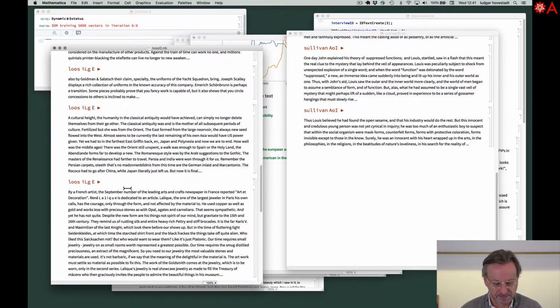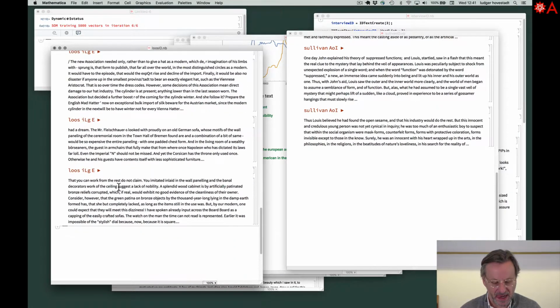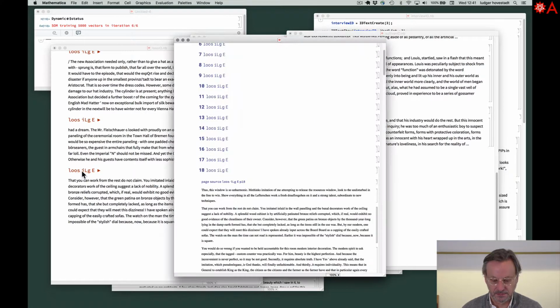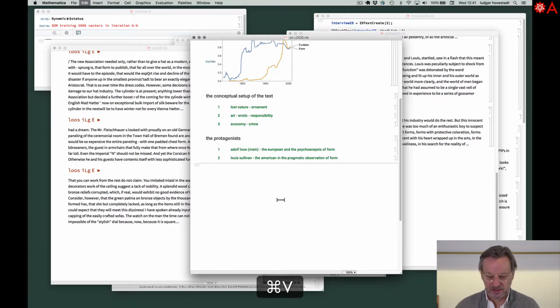So, for example, here, this is a typical Loos thing: "Splendid, imitated, splendid wood, artificial, painted, corrupted." So this is typical Loos. Now copy this. You get the link to the original, to keep it, it's here. So copy that, and now paste it.